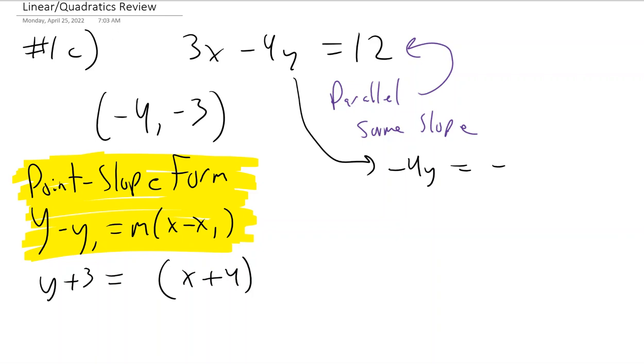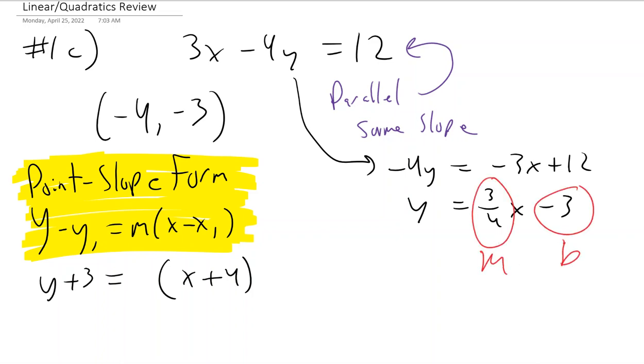but if I subtracted the 3x over and divide both sides by -4, that puts it in slope-intercept form. And what's nice about slope-intercept form is I can easily see his slope and his y-intercept. And I know to be a parallel line, I want the same slope. If it had asked perpendicular, I would have used the opposite reciprocal slope.